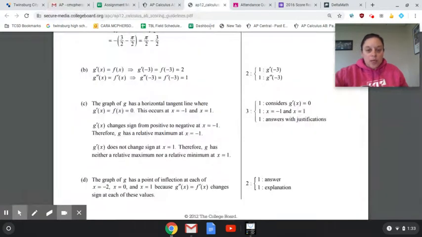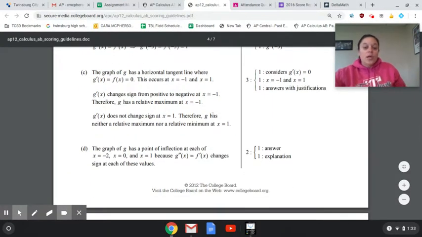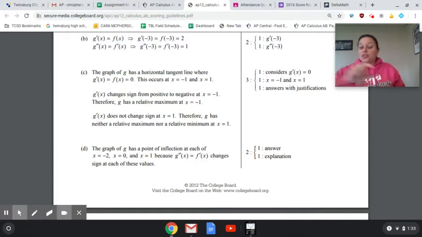Let me see the scoring on this. So your answer is essentially just listing those 3 values, -2, 0, and 1. And your reason can be very simple. It's just a sign change of the second derivative, or you can mention that G double prime and F prime are the same. You can even say how it changes signs.